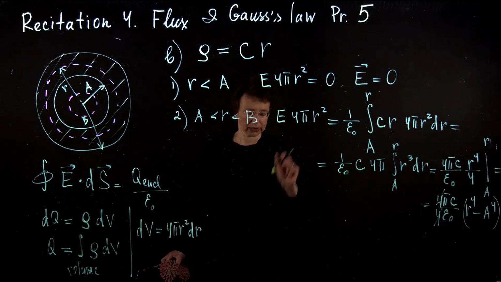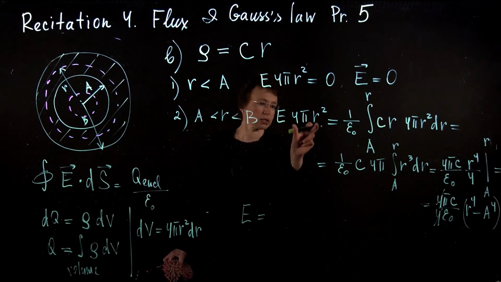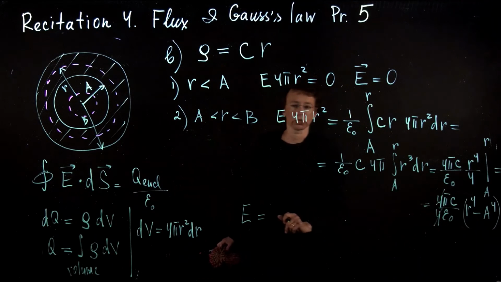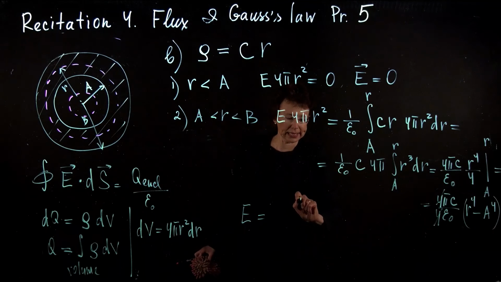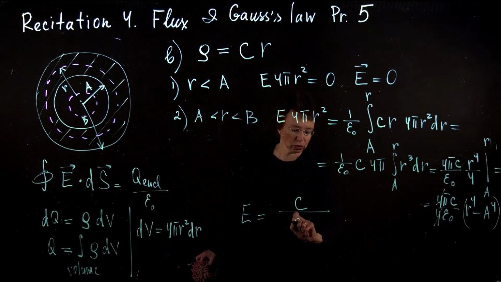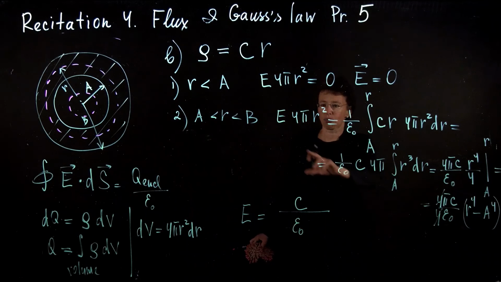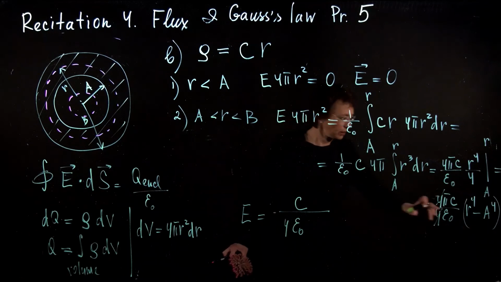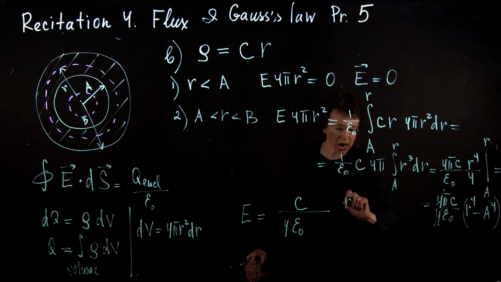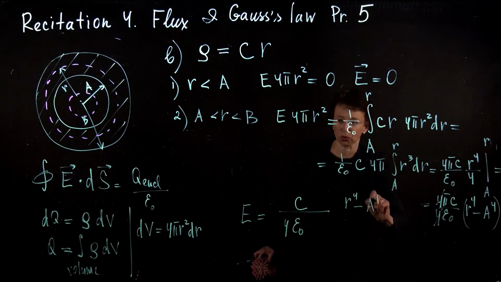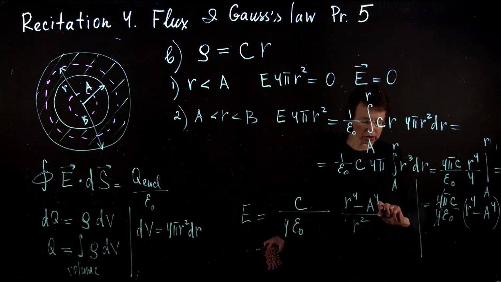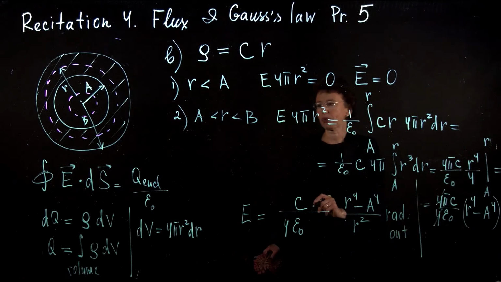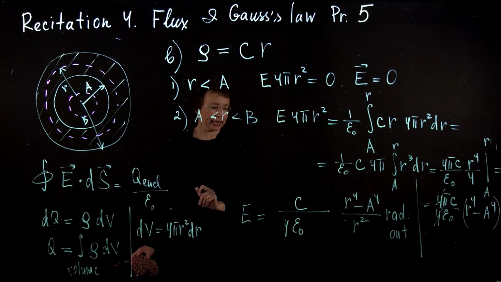Now we are ready to find the electric field in this region. So I have on the left-hand side E times 4 pi r squared, and I divide the right-hand side by this 4 pi r squared. Pi and pi will cancel out. So we have C divided by epsilon naught, and then this 4 is still here, and then I have r to the 4th minus a to the 4th divided by r squared. And we do not forget the direction. The direction is radially out. We found the electric field between A and B.